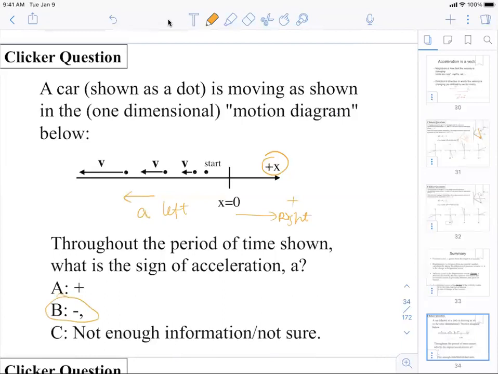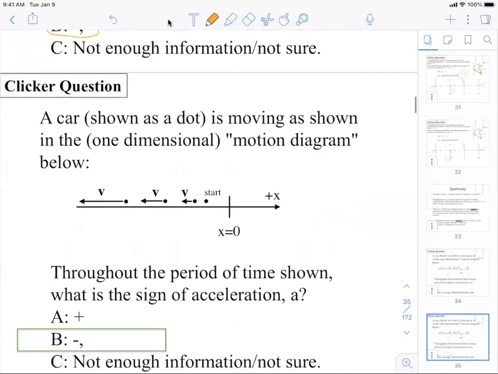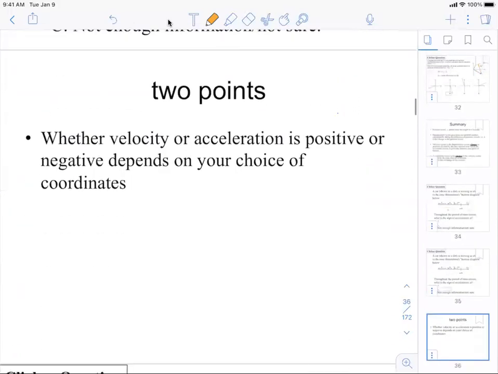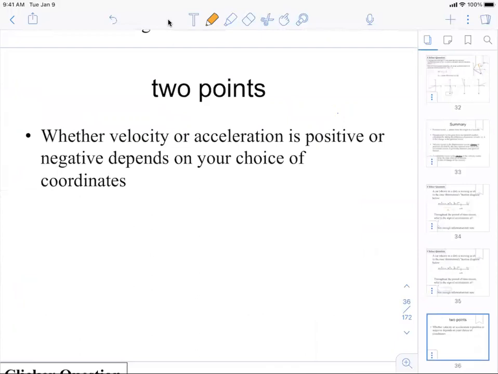A negative acceleration doesn't mean anything about something speeding up or slowing down. You're looking at whether your acceleration is in the same direction as your velocity. They might both be positive, then they're speeding up, or they might both be negative. In this case, they're speeding up. If one is positive and one is negative, they're in two different directions, and then they're slowing down. Does that make sense? So in this case, the answer is B. The one takeaway message I want you to remember is that whether velocity or acceleration is positive or negative depends on your choice of coordinates. You can decide whichever direction to be positive.